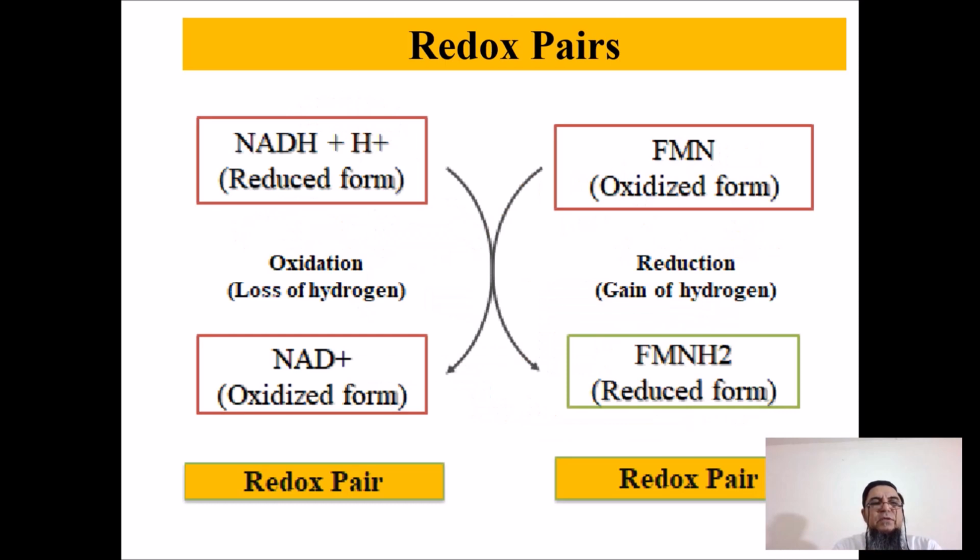These are the redox pairs. NADH with NAD: NADH is reduced, NAD is oxidized. Oxidation is the loss of hydrogen. Whereas FMN is oxidized and FMNH2 is reduced. So these are called redox pairs.